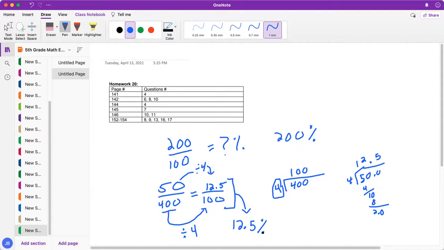Does that answer your question, Hanjin? Does that make sense? Perfect. So then if we had something smaller, like 2 out of 200, we can divide this by 2 to get 100, and this divided by 2 to get 1. We can have 1%.